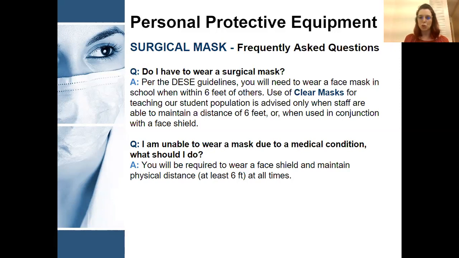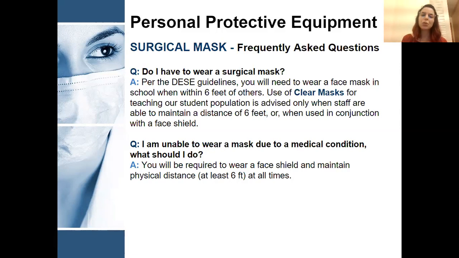If you do have to be in close proximity, again, within 6 feet of a student for any extended period of time, which is considered to be 15 minutes or more, you're going to want to wear the clear mask with a face shield or the surgical mask.